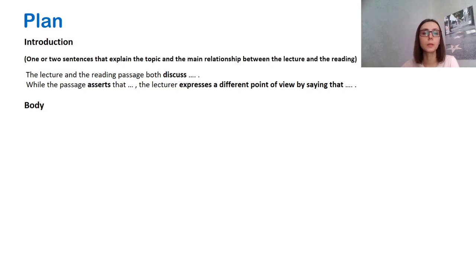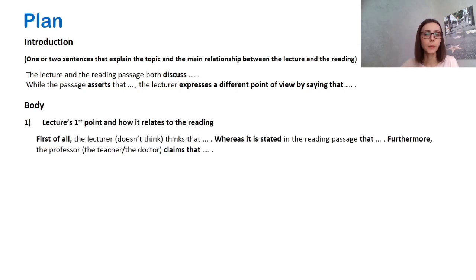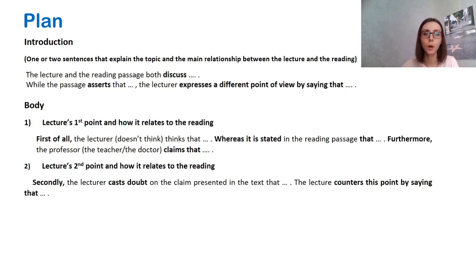Then we need to write our body, and in our body we need to have different paragraphs. The first one is the lecture's first point and how it relates to the reading. First of all, the lecturer thinks that, or maybe doesn't think that, whereas it is stated in the reading passage that. Furthermore, the professor, the teacher, or the doctor claims that. Then you have the second paragraph, the lecturer's second point and how it relates to the reading. Secondly, the lecturer casts doubt on the claim presented in the text that. The lecturer counters this point by saying that. Pay attention to these different synonyms, because you have to avoid repetition, and these are really good words to use.